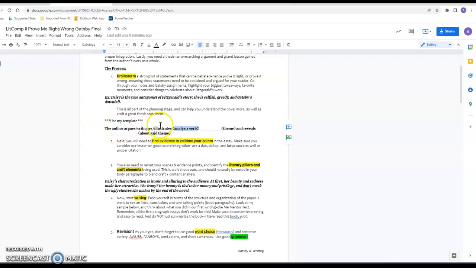So I would say Fitzgerald argues, and then you've got to have your theme. So maybe your theme is wealth. Maybe your theme is social etiquette. Maybe your theme is selfishness. We had a huge list on the backboard, but you want to pull out the biggest theme, your favorite theme, the top theme from the novel, and then you're going to tell me what does it say about that theme. So you could say Fitzgerald critiques social classes and reveals how people are very unwilling to accept people outside of their social circles.